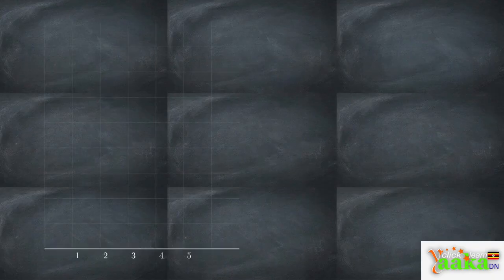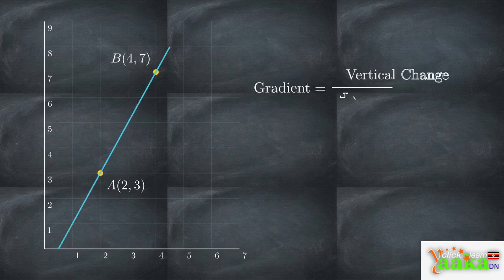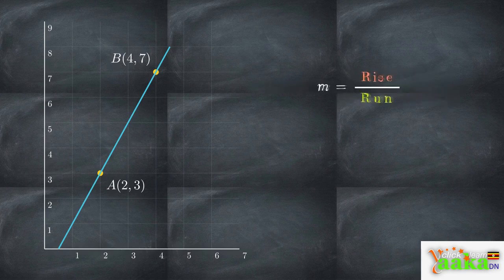This is a graph showing a line passing through coordinates A at 2, 3 and B at 4, 7. To find the exact steepness of this line, we calculate the gradient, which is the ratio of vertical change compared to horizontal change. We use the rule rise over run. By finding the vertical rise first and dividing it by the horizontal run, we avoid mixing up our coordinates.